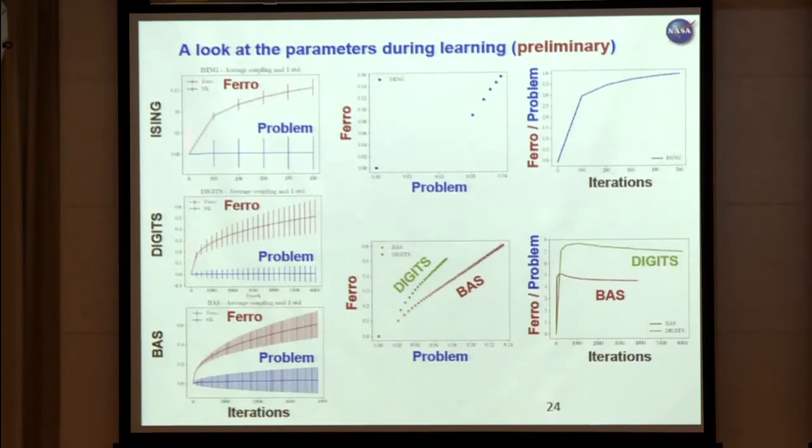This is very preliminary data because we haven't looked at this before. These were sent by Marcello yesterday. Essentially, we see here for the three data sets that we have studied, how the ferrocouplings grow and how the other parameters grow. This is the standard deviation also.